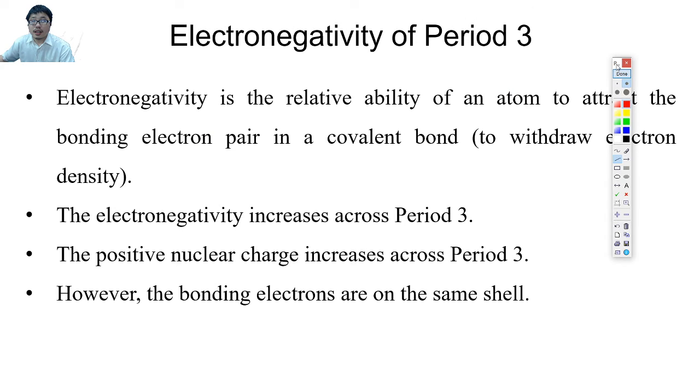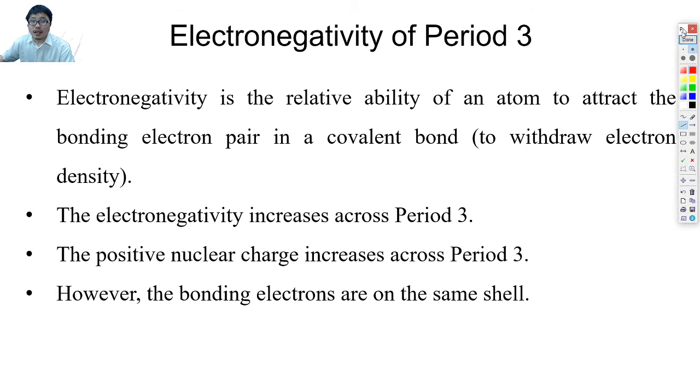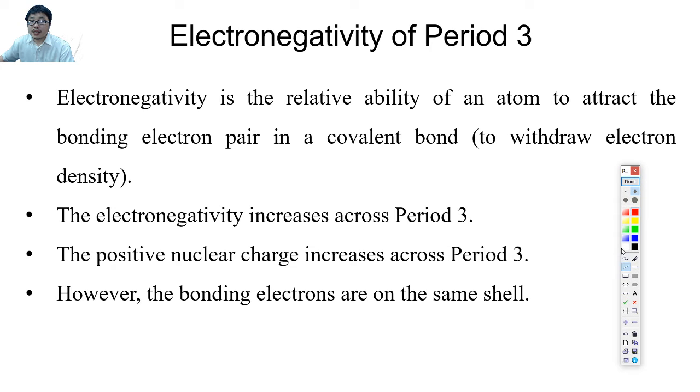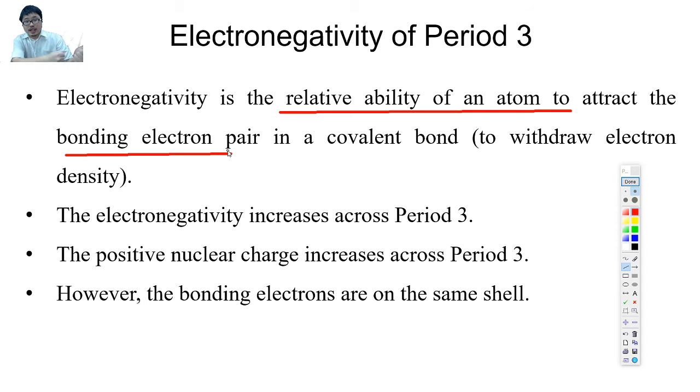is, let me put it here. It's the ability of an atom to attract the bonding electron pair. How strong does it pull the electrons? Okay. If we learn about this, we know it increases across period 3.